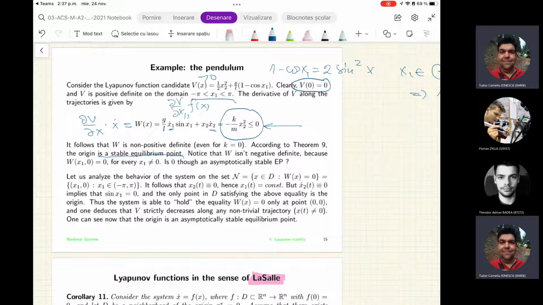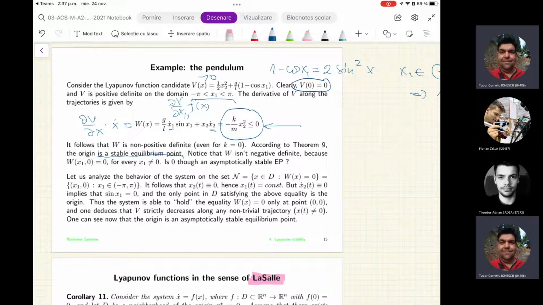Now, how is this expression? It is not negative definite. It is semi-negative definite, or not strictly negative definite. Even if k is non-zero, this can still be zero for x2 equal to 0.